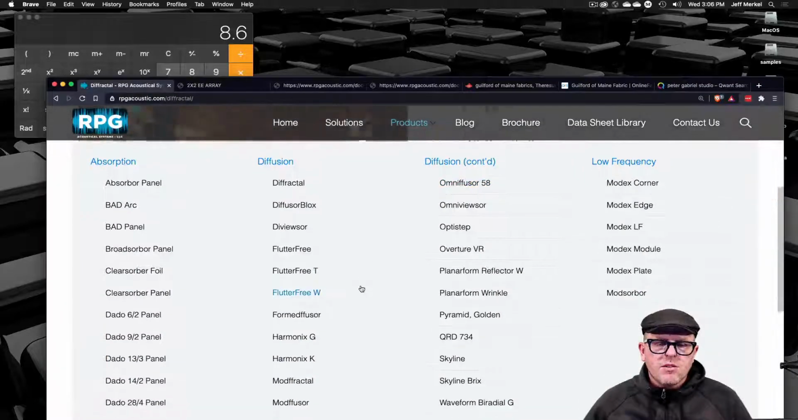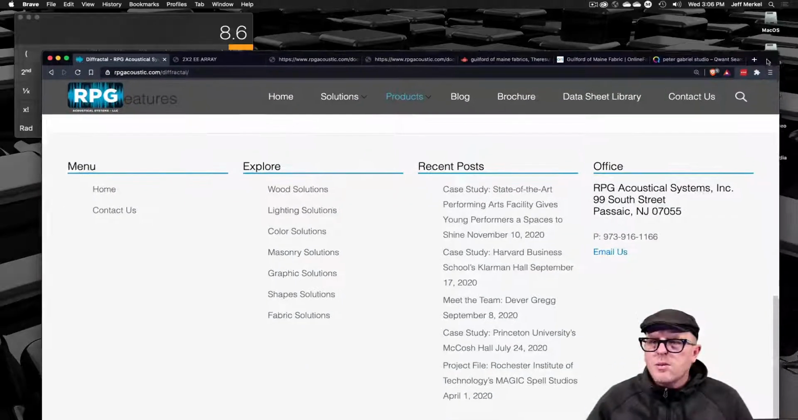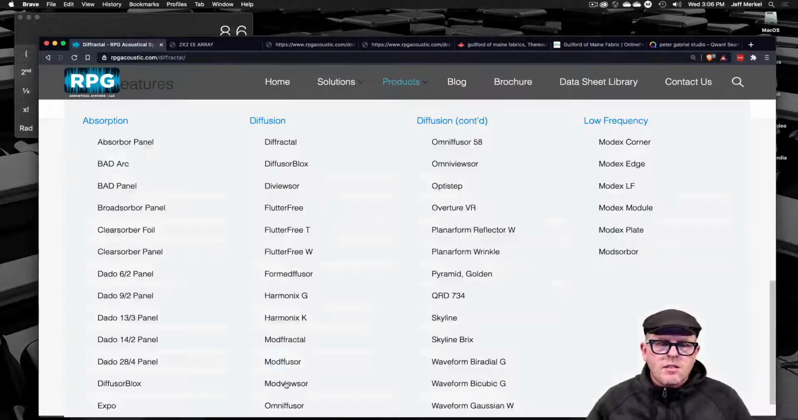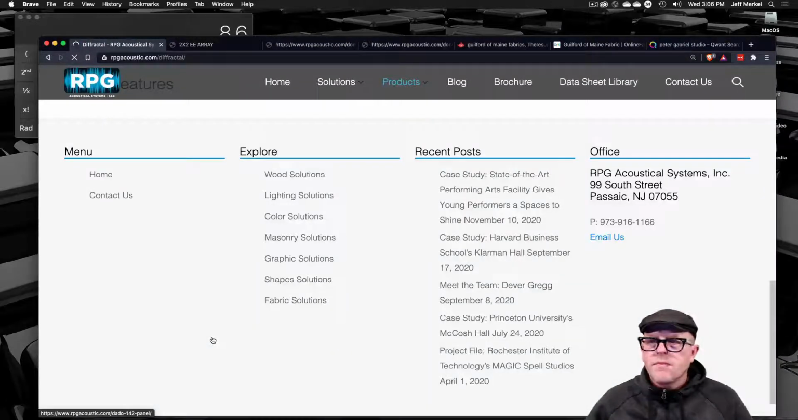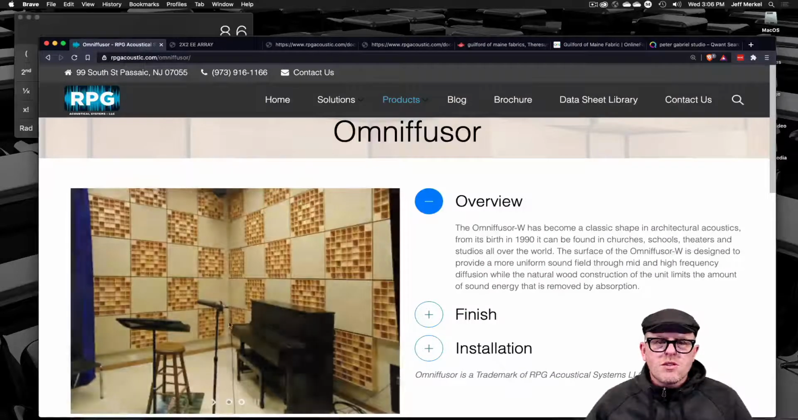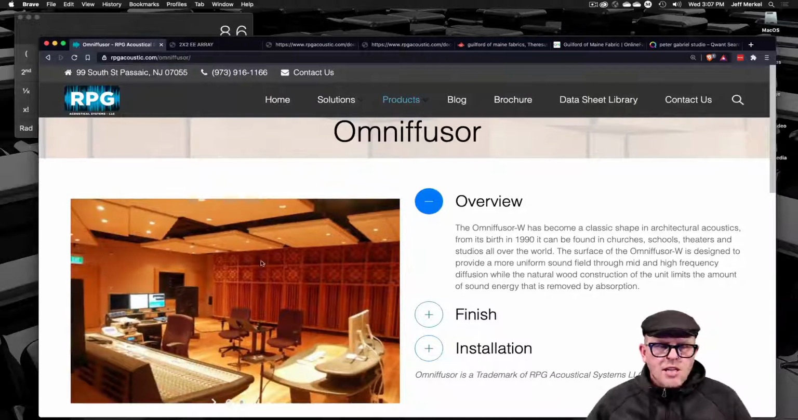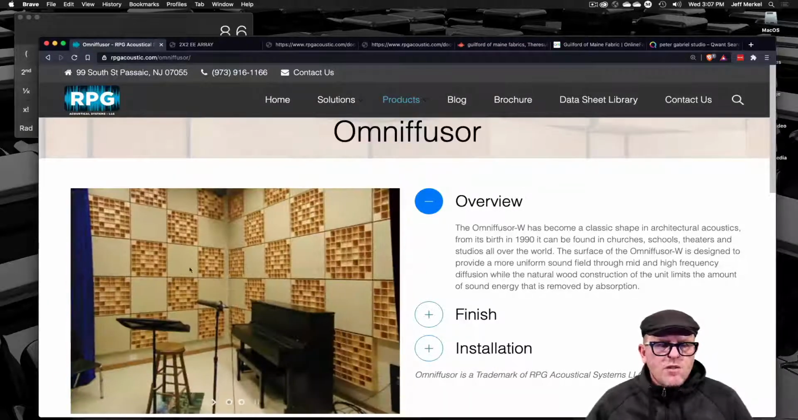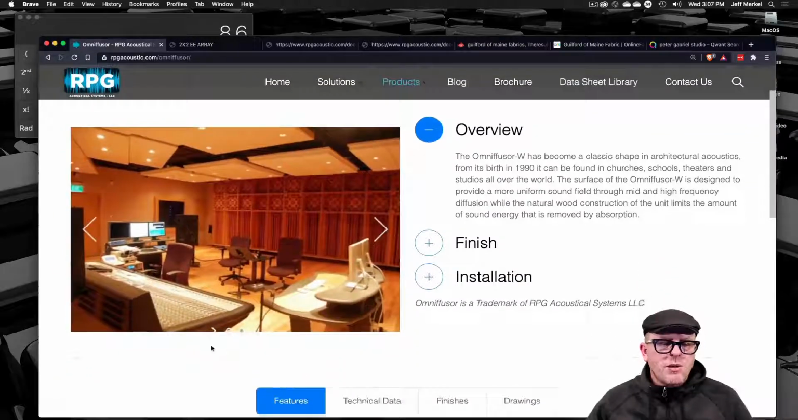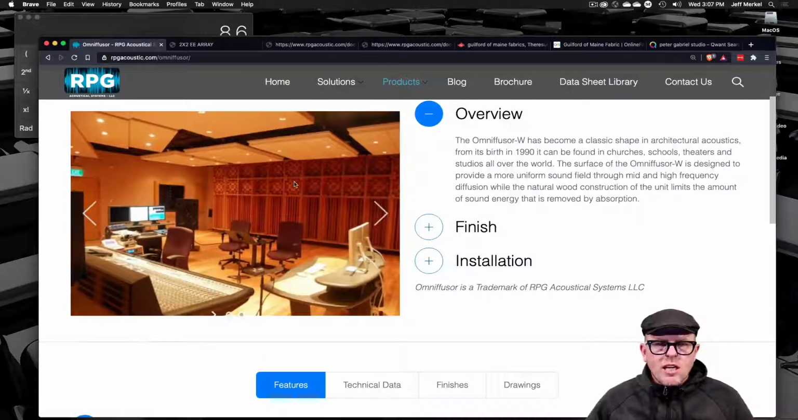Let's pull this up a little bit. Products, Omni fuser. So these Omni fusers are these ones right here. So this is absorption, diffraction, or not diffraction, diffusion. You can see that these ones only work in one axis, but these work in 2 different axes. They're only giving us 2 pictures on that one, but it is pretty cool. So those are working in 2 different axes.